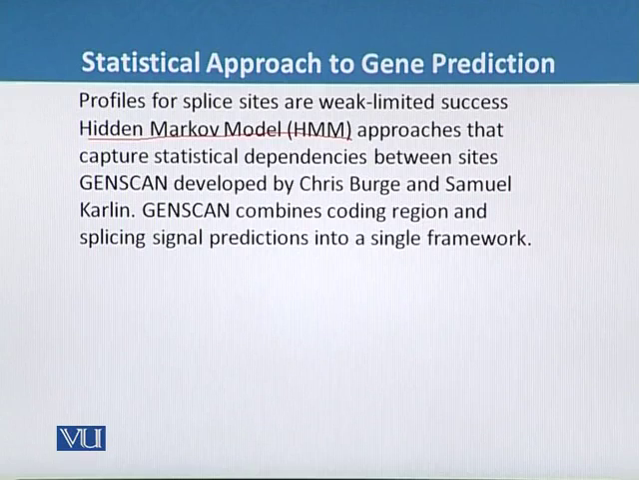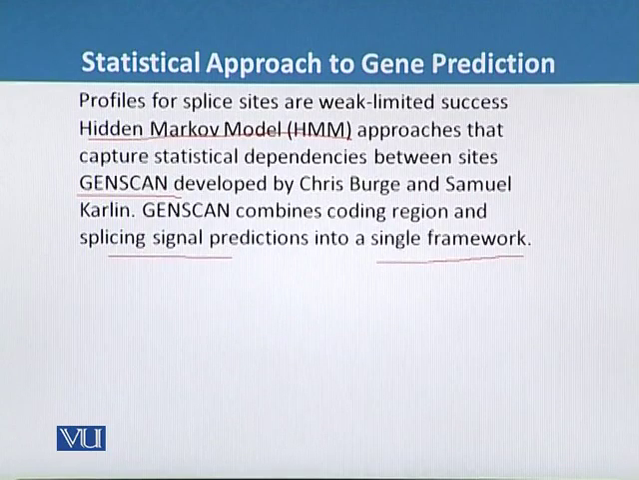A popular example of this later approach is GenScan. This is a software which was developed in 1997 by Chris Burge and Samuel Karlin. So this GenScan combines coding region and the splicing signal predictions into the signal framework.